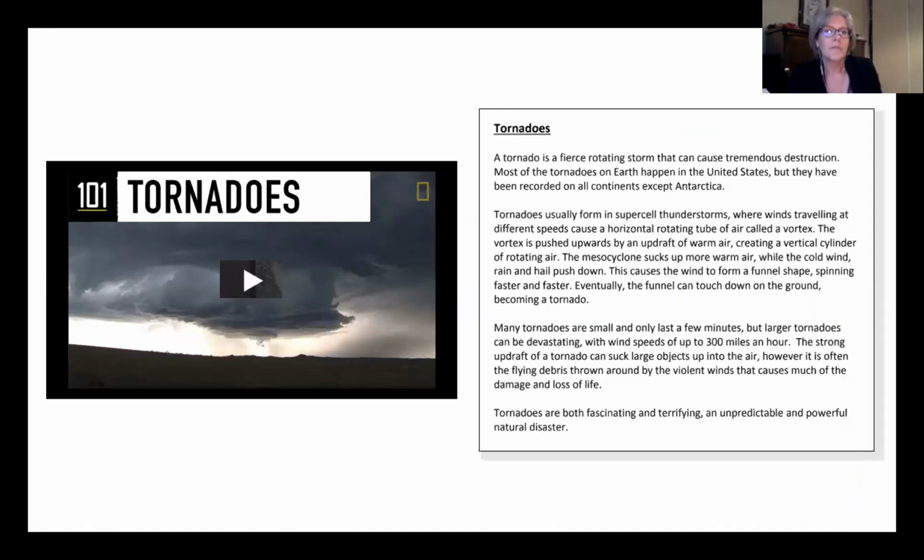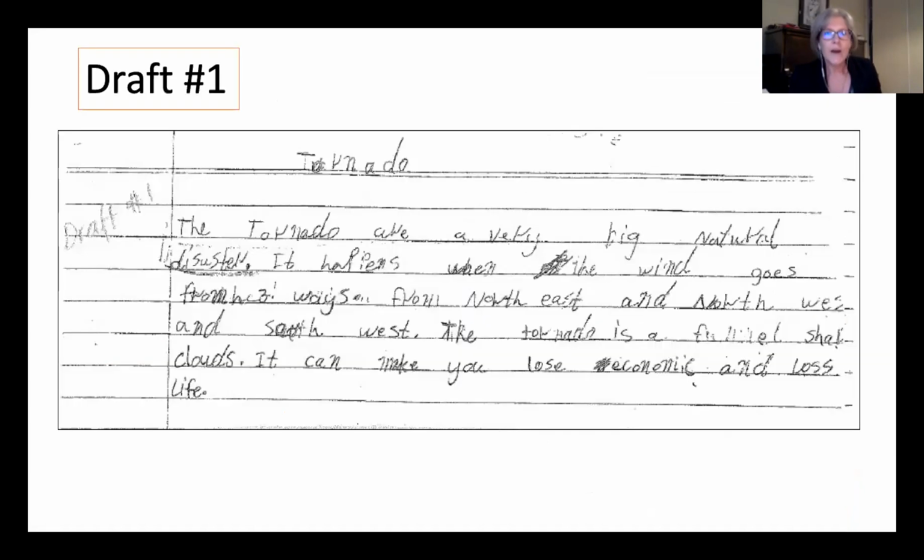So we watched a video that was quite informative about tornadoes in simple language, and also I introduced a model text just as introducing the content at this stage and talking about it, but also we were going to use this as a model text throughout the whole unit. So after that, they wrote their first draft. I didn't give them a huge amount of guidance, just said, write down what you know about tornadoes.